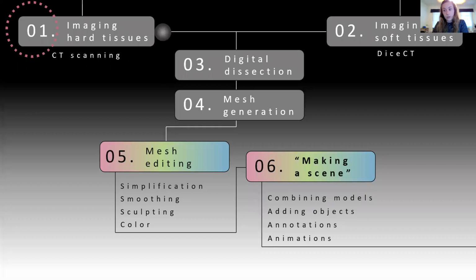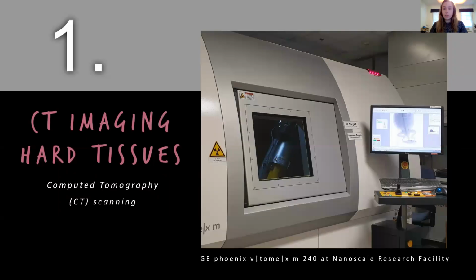So I'm going to take you through this workflow that I use with the end goal of making a scene using 3D models of vertebrate anatomy. So let's begin at stage 1, which is imaging hard tissues. To image hard tissues, we use a CT scanner. Here at UF, we have a Tommy scanner, which is located at the Nanoscale Research Facility, and this is where we do all of our CT scanning.